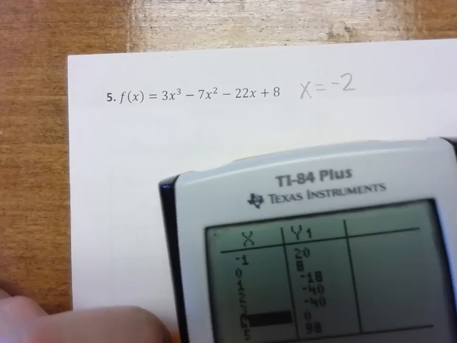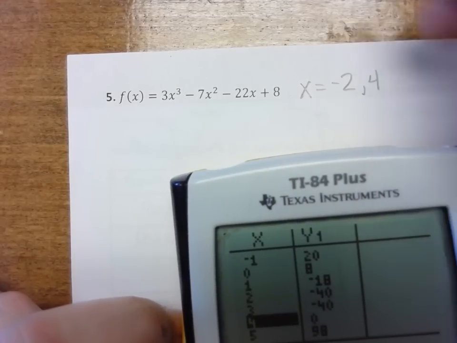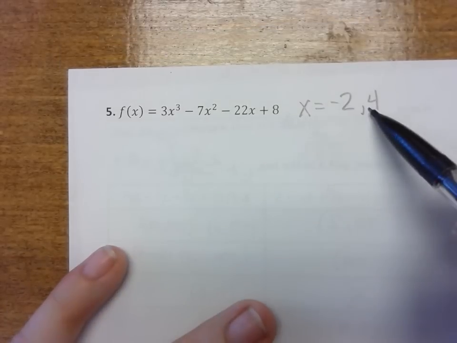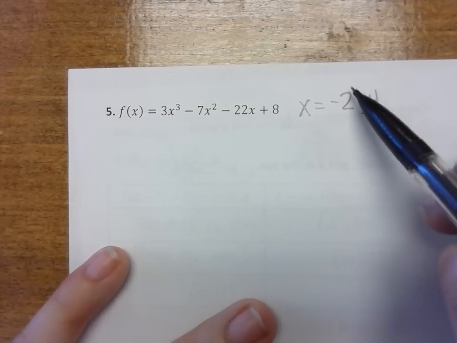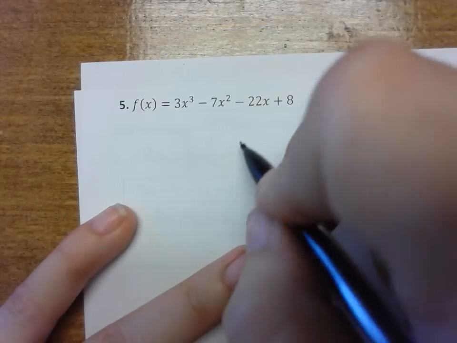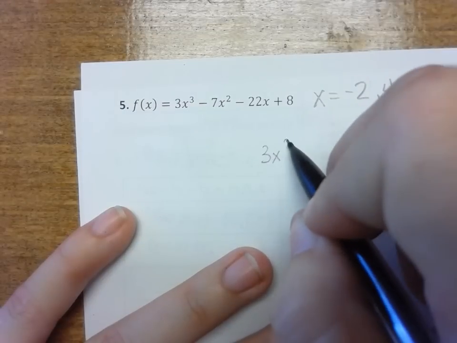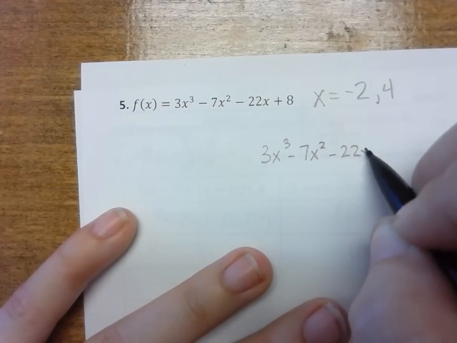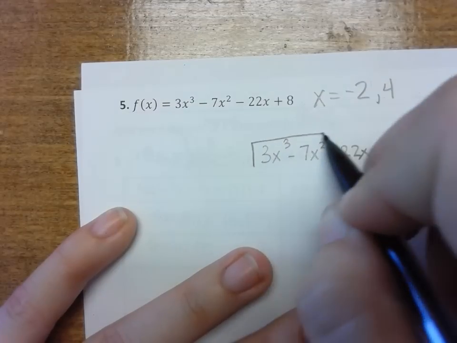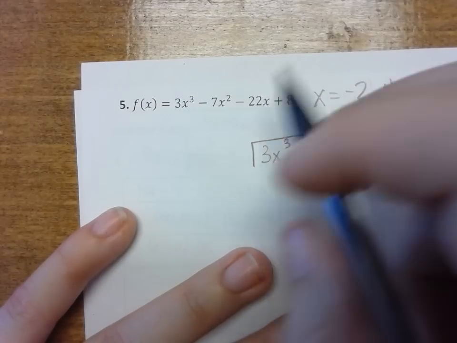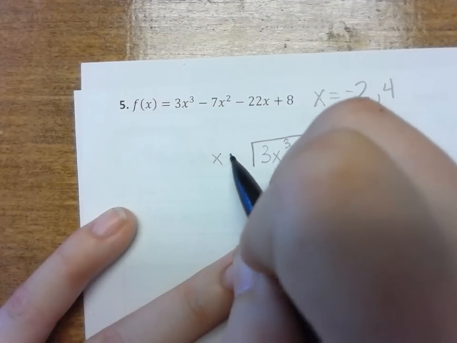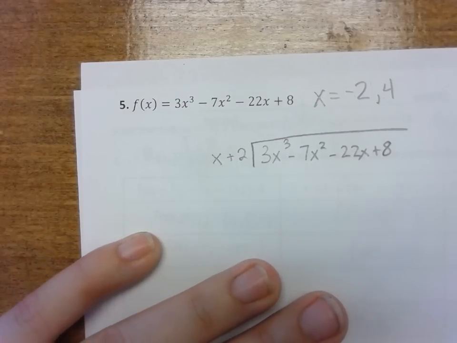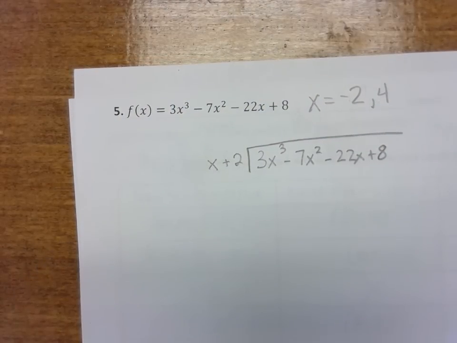I see that there's one happening at 4, and there should only be 3, so that accounts for all of them. So you just get to pick which one you want to do long division with. I'm going to choose the negative 2. So we have 3x cubed minus 7x squared minus 22x plus 8 divided by, remember you always change the sign, so I'm actually going to divide by x plus 2. If you need more assistance on long division, go back and watch my 12-3 notes.